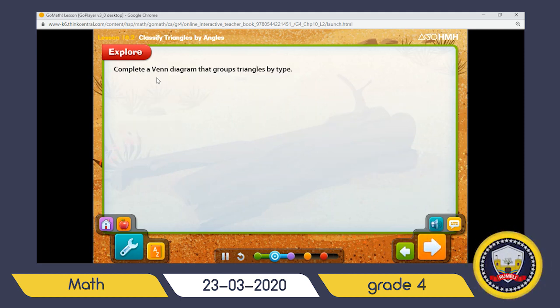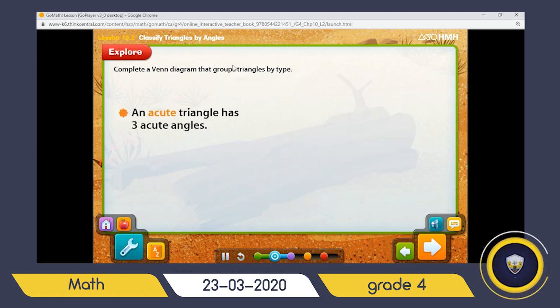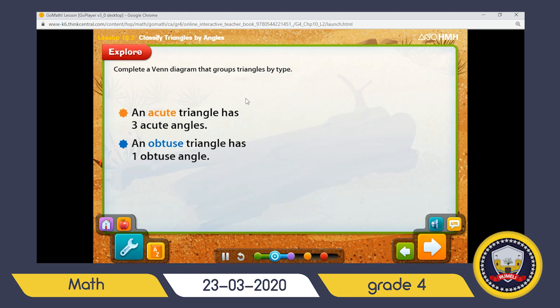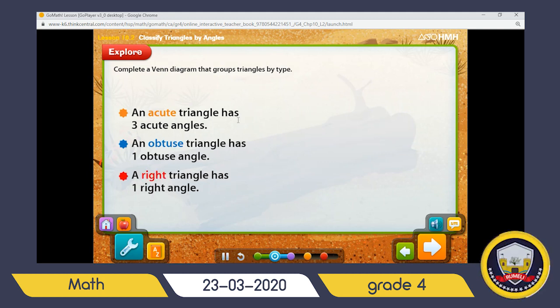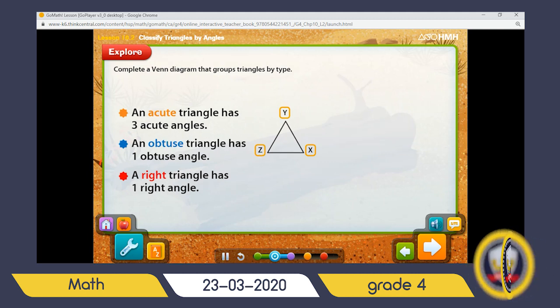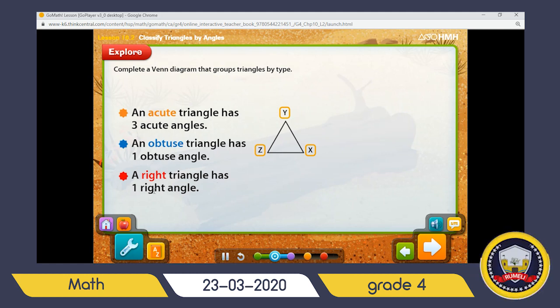It says complete a Venn diagram that groups triangles by type. Let's check the meanings of them. An acute triangle has 3 acute angles. An obtuse triangle has 1 obtuse angle, and a right triangle has one right angle. So we will say a right triangle.